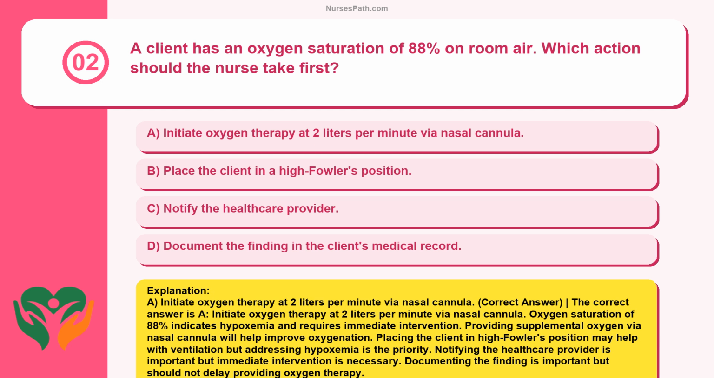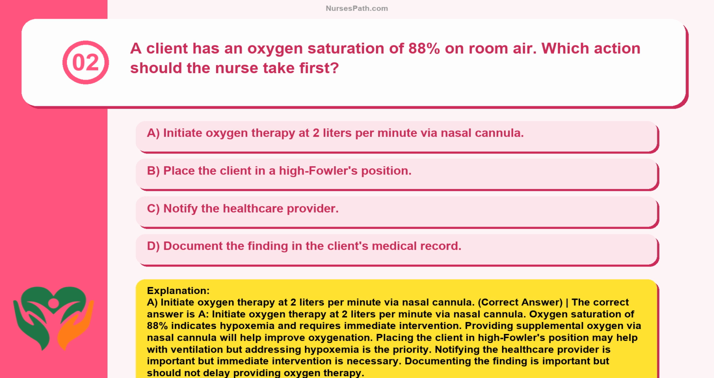A. Initiate oxygen therapy at 2 liters per minute via nasal cannula. Correct answer. The correct answer is A. Initiate oxygen therapy at 2 liters per minute via nasal cannula. Oxygen saturation of 88% indicates hypoxemia and requires immediate intervention. Providing supplemental oxygen via nasal cannula will help improve oxygenation.